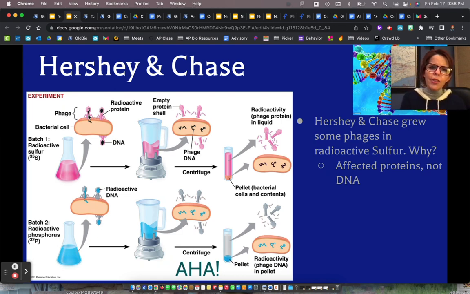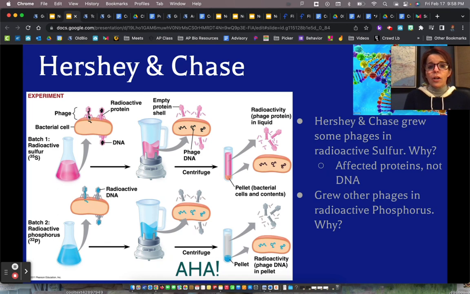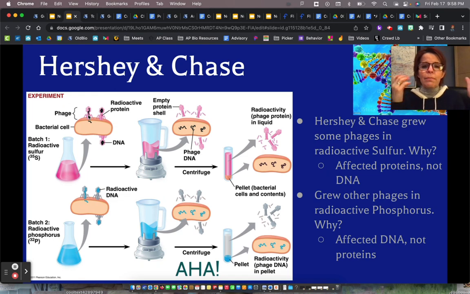They grow another batch of bacteriophages in radioactive phosphorus. Why? Because DNA has phosphorus in it. If you remember the sugar phosphate backbone from our biochemistry unit, DNA has two strands and it goes sugar phosphate, sugar phosphate, sugar phosphate. So they're making that phosphorus radioactive so it glows. So any part of the DNA that is radioactive will be glowing.